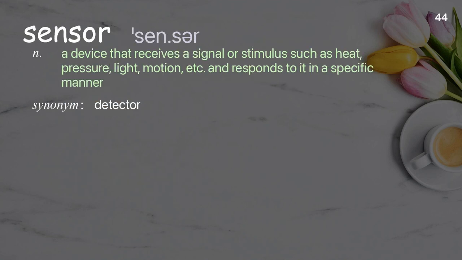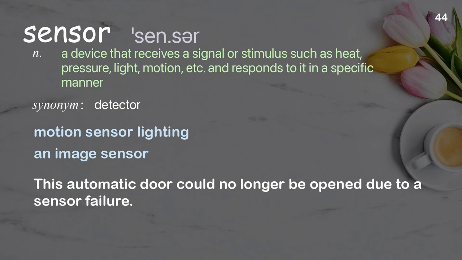Sensor: a device that receives a signal or stimulus such as heat, pressure, light, motion, etc., and responds to it in a specific manner. Examples: motion sensor lighting, an image sensor. This automatic door could no longer be opened due to a sensor failure.